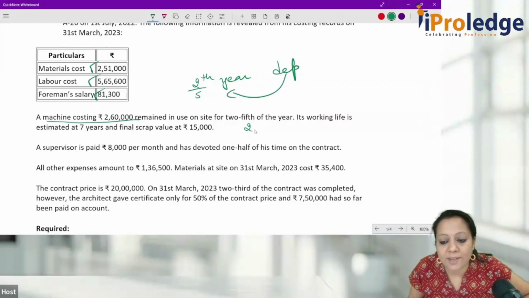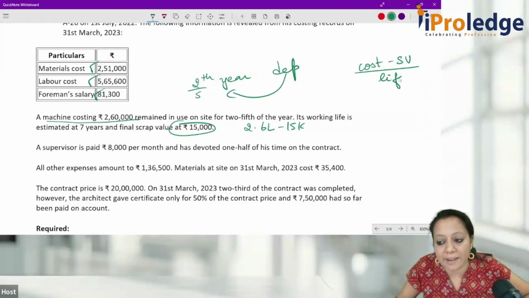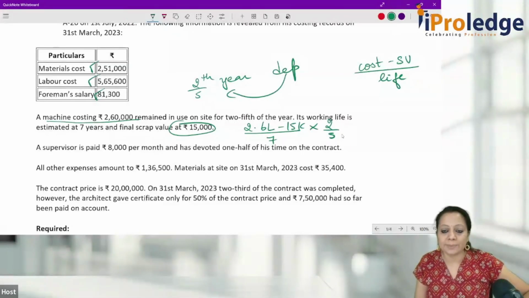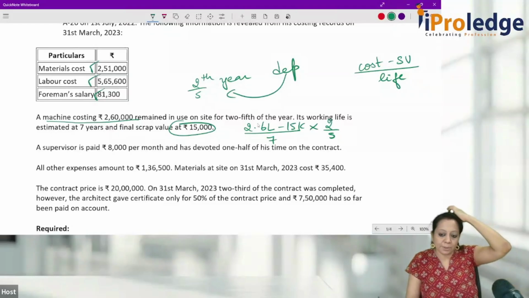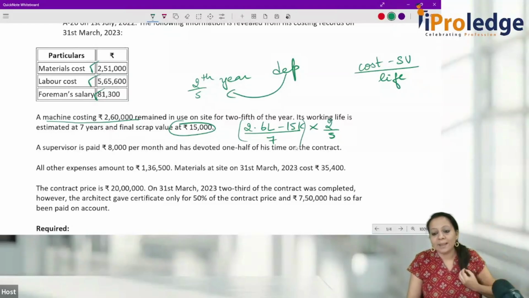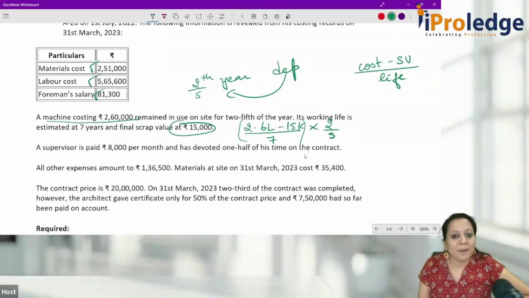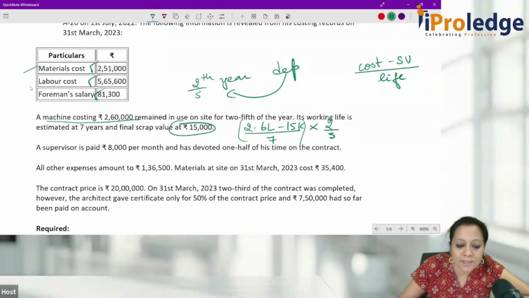How to calculate depreciation? 2.6 lakhs minus 15,000, which is the scrap value. We all know how to calculate depreciation: cost minus scrap value divided by life. So divided by life is going to be 7, into 2 by 5, because annual depreciation is up to this, into 2 by 5. That is how we should calculate the depreciation. Why I'm saying all this is we can note down all this in the first 15 minutes itself. We can plan for all this right now. All these first three being expenses, we will directly take them.